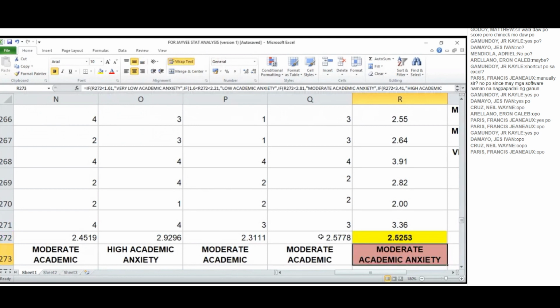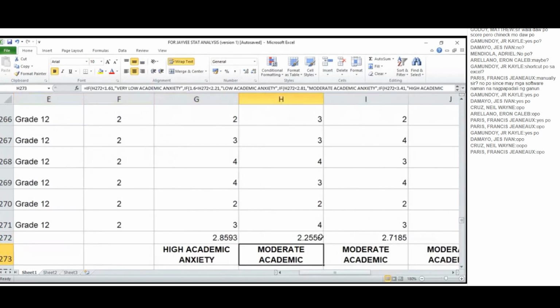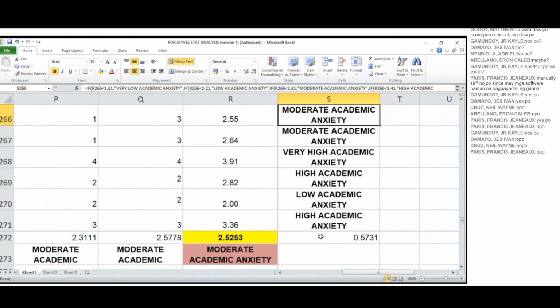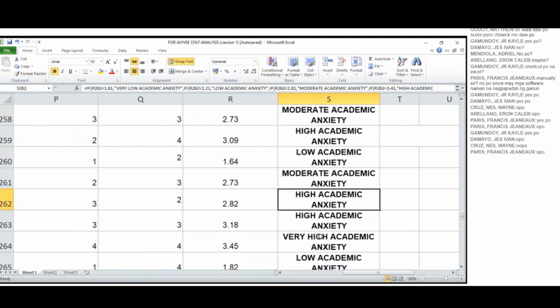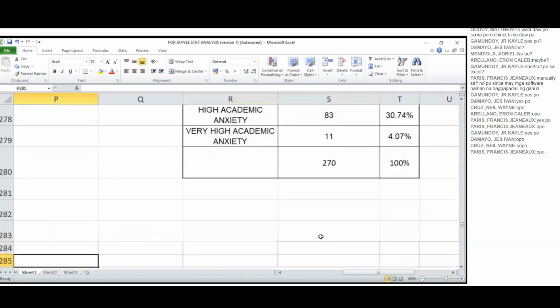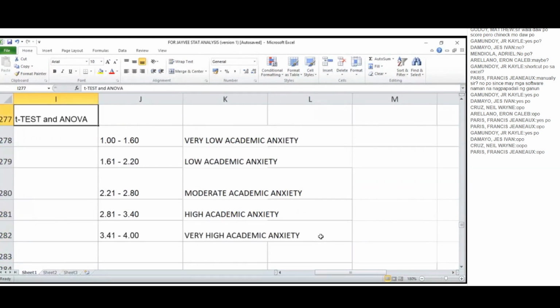Now, how do you generate this interpretation? Aside from your grand mean, you have to be able to interpret as well. Ano ibig sabihin ng 1.64, 2.73, 2.82, and so on. You have to have your range of scores or range of answers here. So you have your 1 to 1.6, that's very low academic anxiety. 1.61 to 2.2, that's low. 2.21 to 2.80, that's moderate. 2.81 to 3.40, that is high. And 3.41 to 4, that is very high academic anxiety.